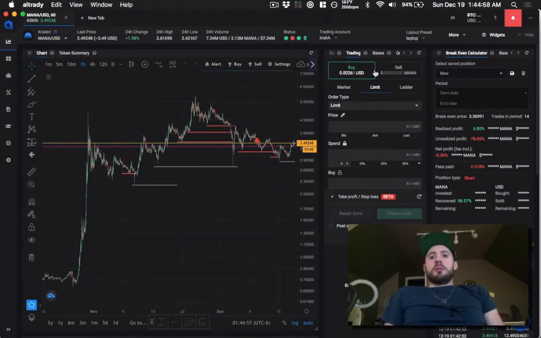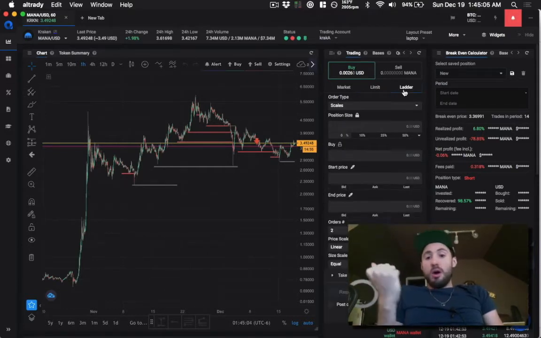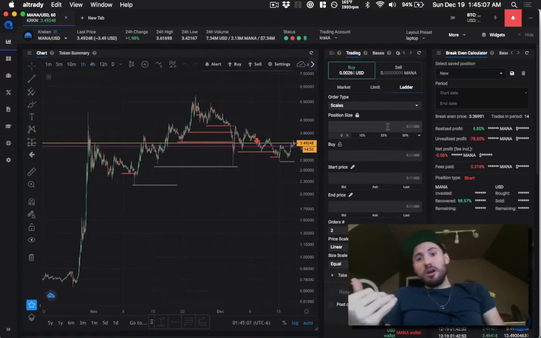Yo. This trading panel, let me just show you some sick stuff. So this is just like any other trading panel, except for one thing. Ladder. Oh snap, what's a ladder? Oh my gosh, you don't know what a ladder is? And look, little eyedropper tool.